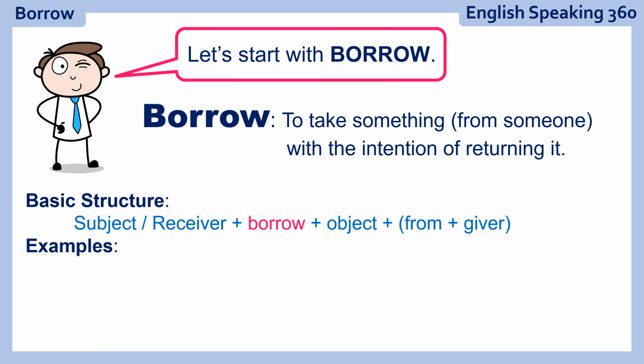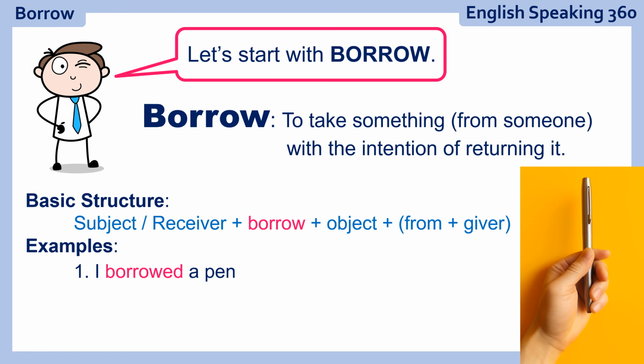Here's example number 1. I borrowed a pen. So I is the subject, but I is also the receiver of the object. The object is a pen. So I received a pen. You can actually change borrowed for received. I received a pen. So I got a pen.